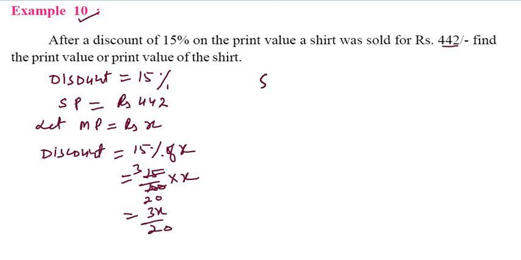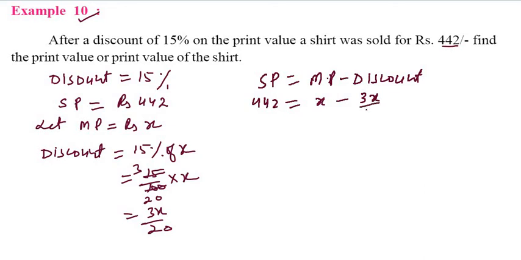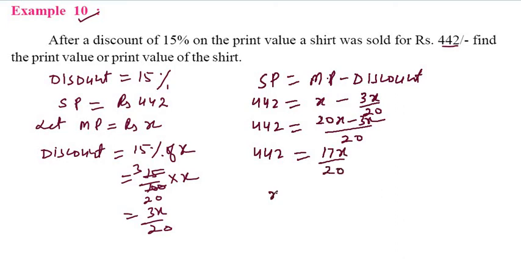So it is discount. Selling price is equal to mark price minus discount. So selling price is given as 442, mark price is X and discount is 3X upon 20. Taking their LCM, 20 is LCM. So 442 will be equal to 20 of X minus 3 of X upon 20. So it is 442 is equal to 17 of X upon 20. So X will be equal to 442 into 20 divided by 17.